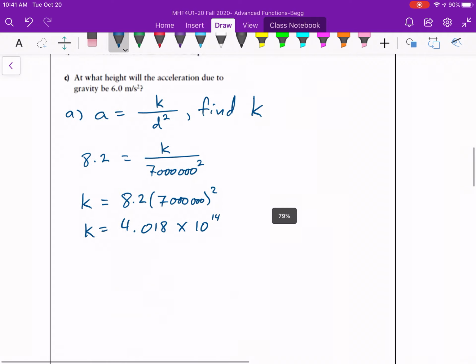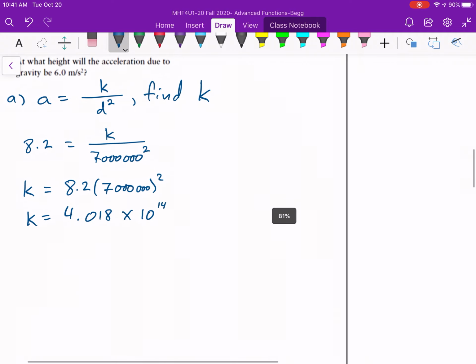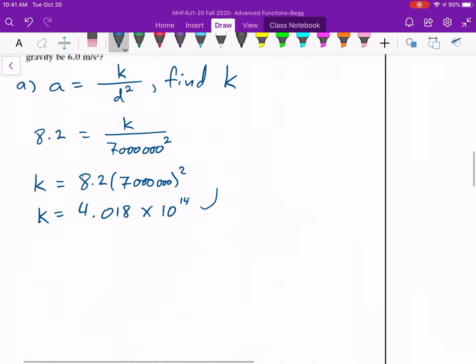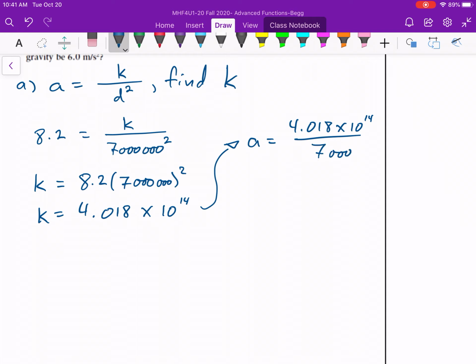So to finish off the formula, what we have is, let's write it over here so I can save a bit of space at the bottom. A equals 4.018 times 10 to the 14 all over 7 million, not 7 million, that was a specific value, wasn't it? All over D squared.